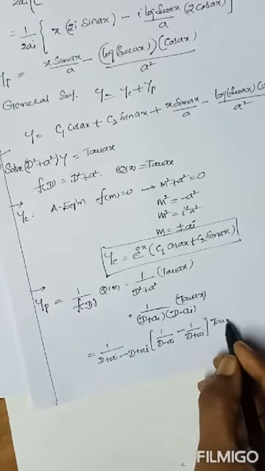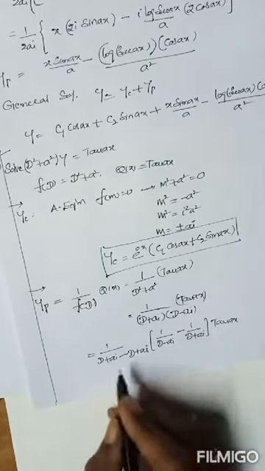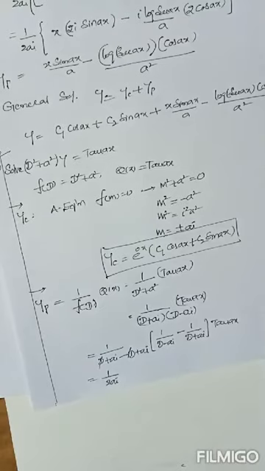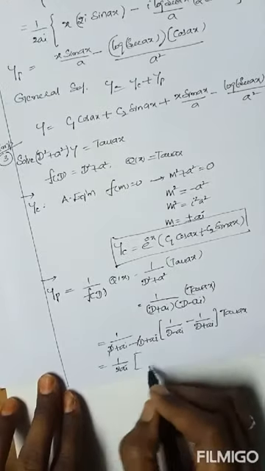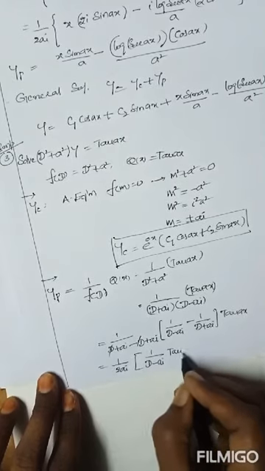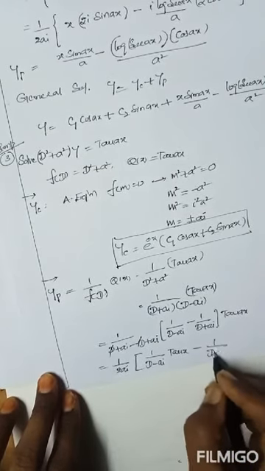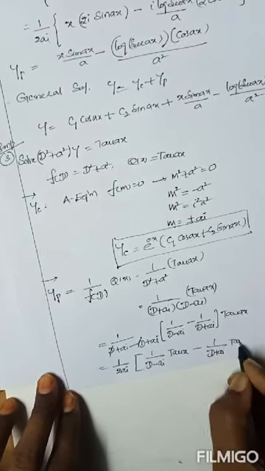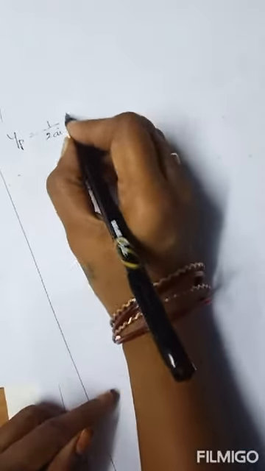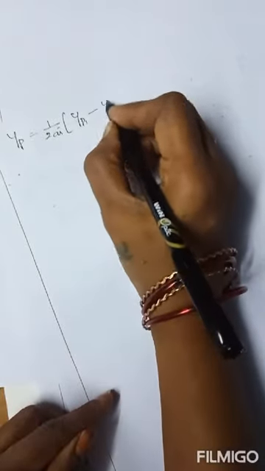Here it is, tan ax. After that, these two get cancelled, leaving 1 by 2ai times (1 by (D minus ai) tan ax minus 1 by (D plus ai) tan ax). This is yp. After that, here also there is some calculation part. Yp can be written as 1 by 2ai times (yp1 minus yp2).